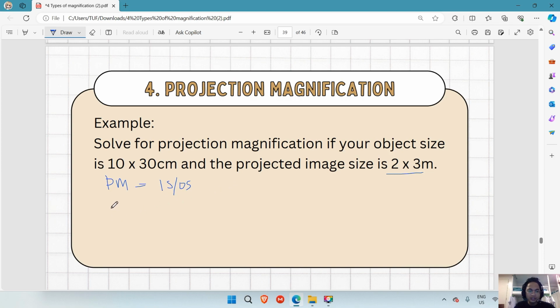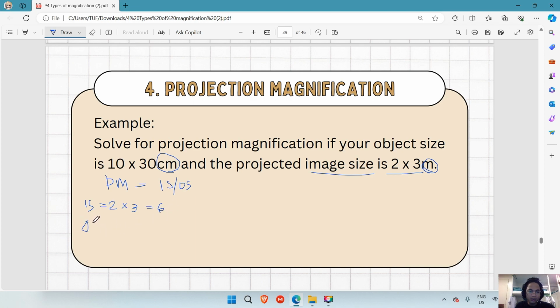So what you want to do is make them the same unit. It's either you convert to centimeters or you convert to meters. For convention, meters is fine. So our image size here is 2 by 3. So IS is equals to 2 by 3. No need to convert since it is already in meters. So we get an IS of 6.